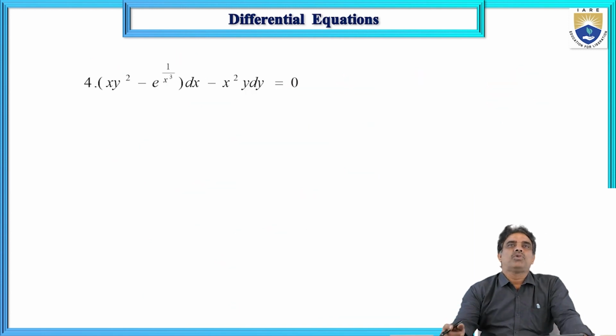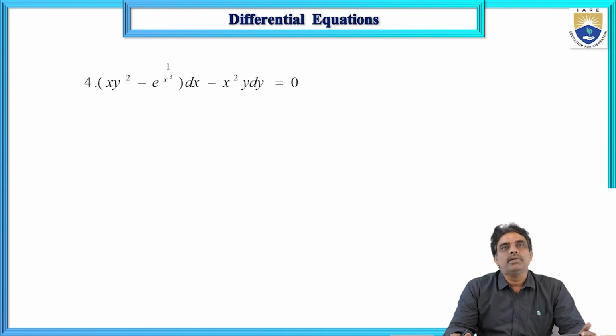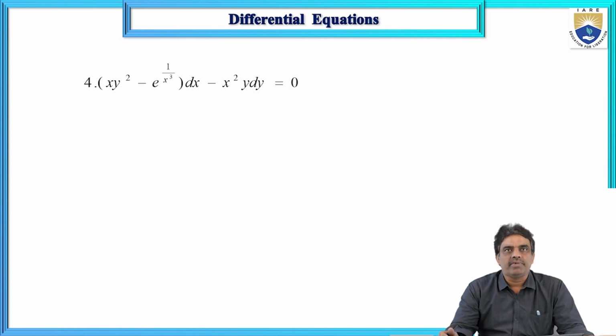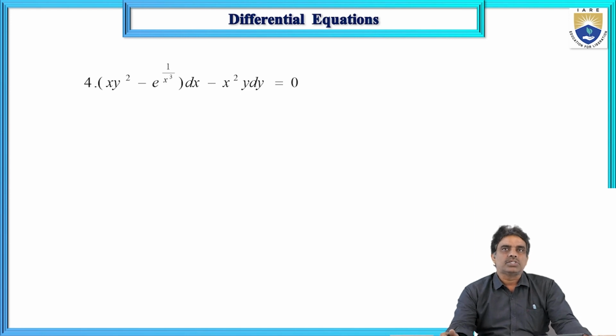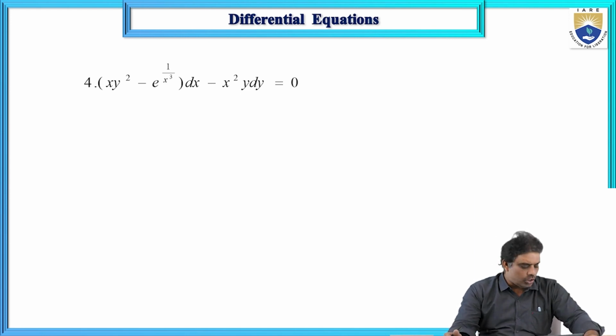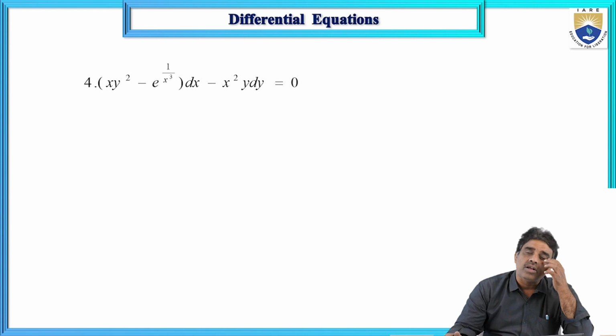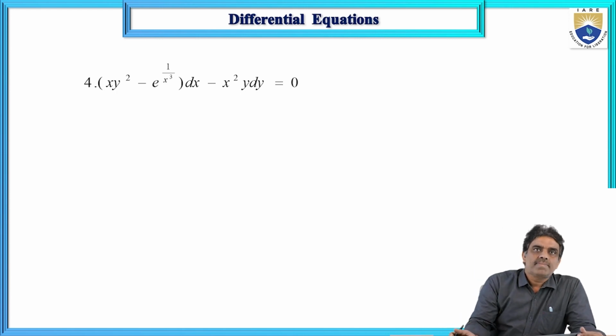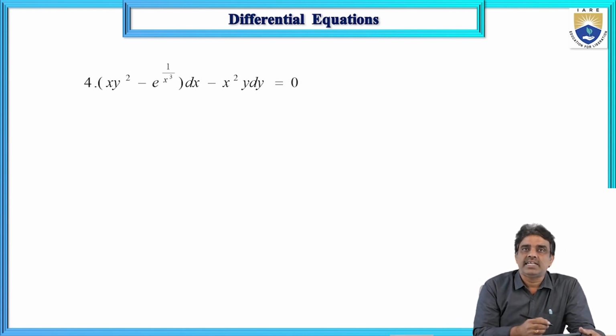Now see another model. Here, what is the problem? Solve the differential equation (xy² − e^(1/x³)) dx − x²y dy = 0. So this equation also can be solved in the form M dx + N dy = 0.